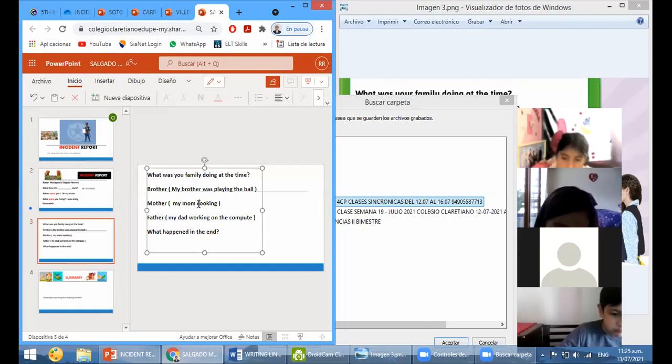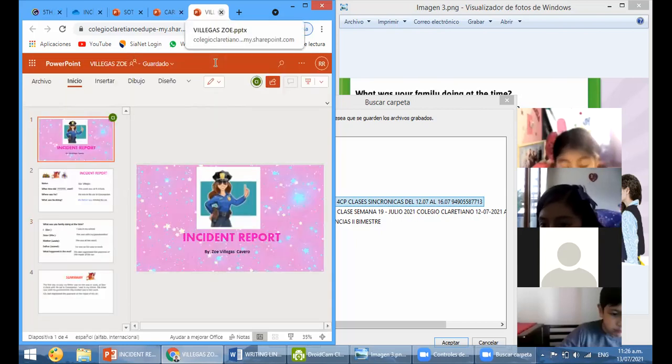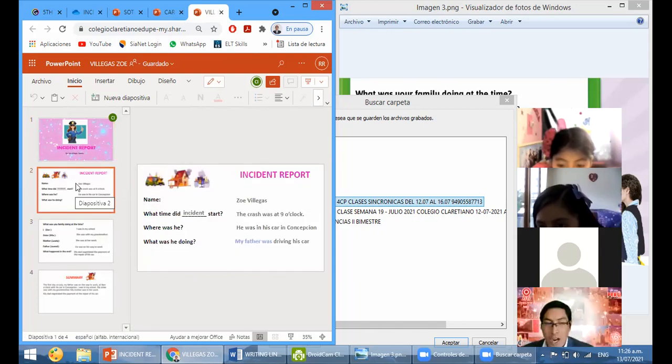My mom was cooking, Maria Gracia. My dad was working. Remember, this is past progressive. And what happened in the end, Maria Gracia? It depends of the incident. If the incident is the fire, maybe you call the firefighters. If the incident is that you broke your arm or your leg, at the end, maybe you went to the hospital, no? To see a doctor.